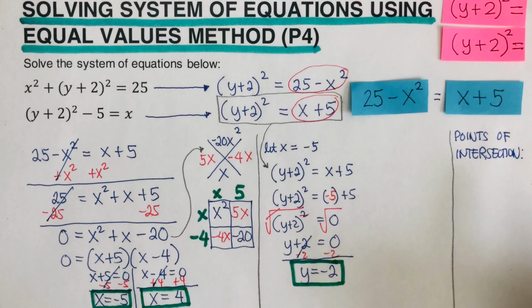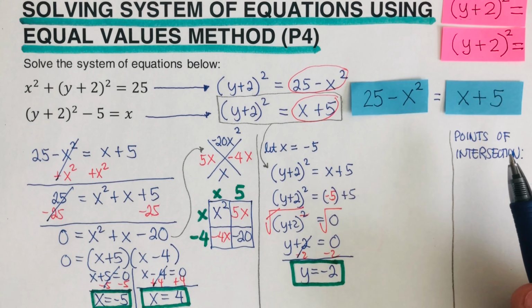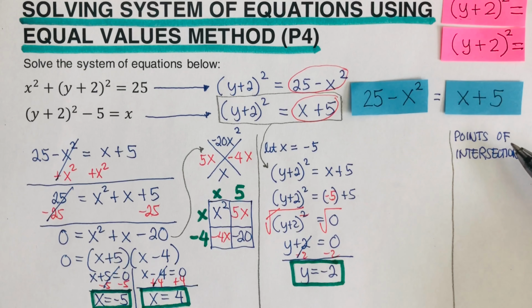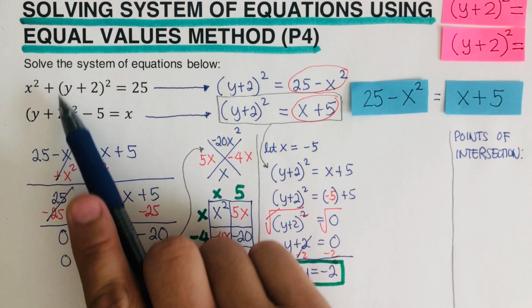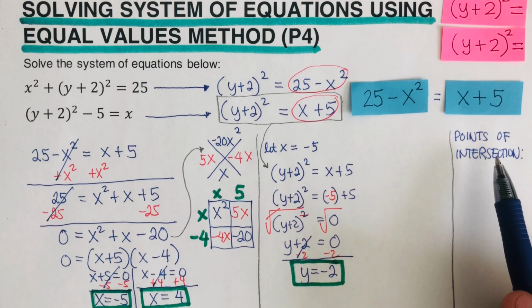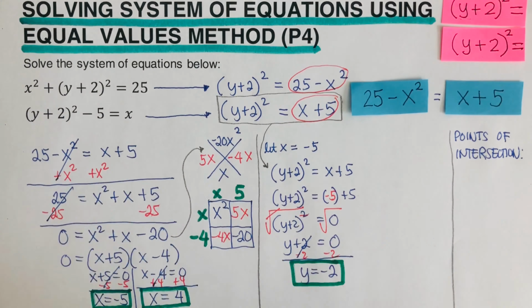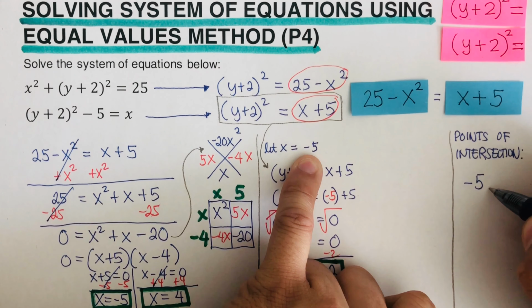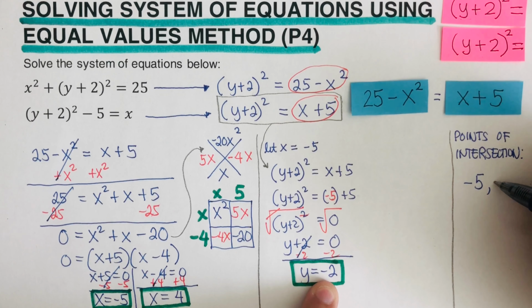Now, please remember that the point of intersection is actually the solution to this system of equations. In a graph, this means that these are the points where the two curves that we have here are touching each other, or these are the values of x and y that make this equation true. So then the first point of intersection that we have here would be our x is negative 5 and our y is negative 2. So this is our first point of intersection.